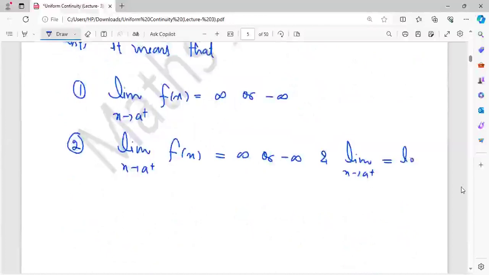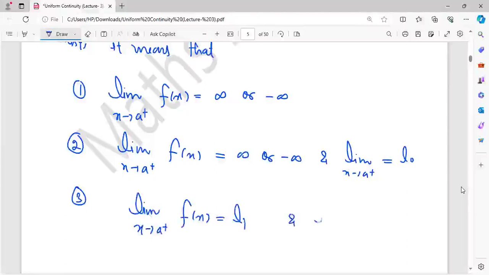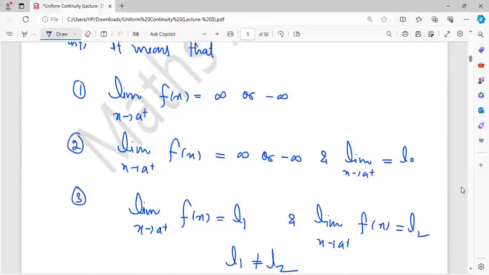It means you have not one limit. So whenever you approach a plus from the right, you have two possibilities. Either it goes to plus infinity or it goes to minus infinity. It will give you plus infinity or L naught, or it will give you minus infinity or L naught. Or another one, it oscillates between two finite numbers L1 and L2, where L1 is not equal to L2. Okay.